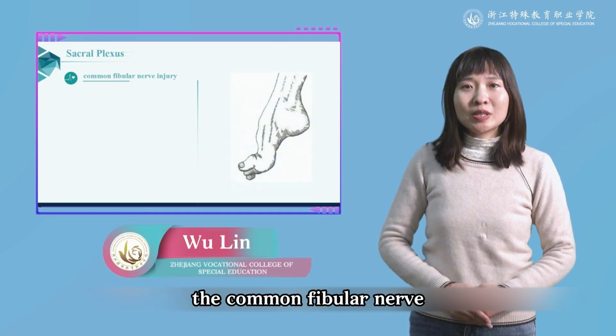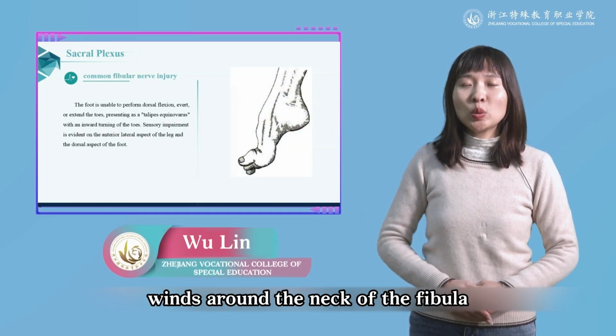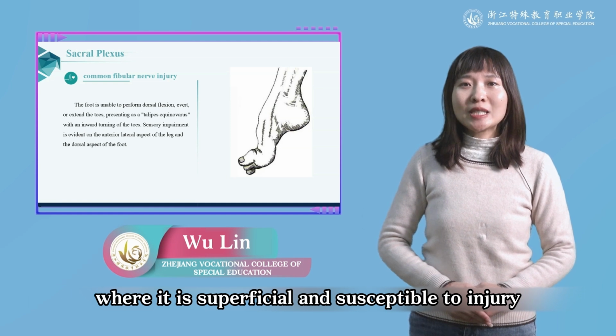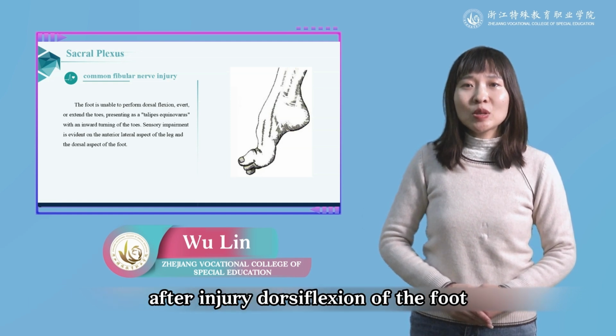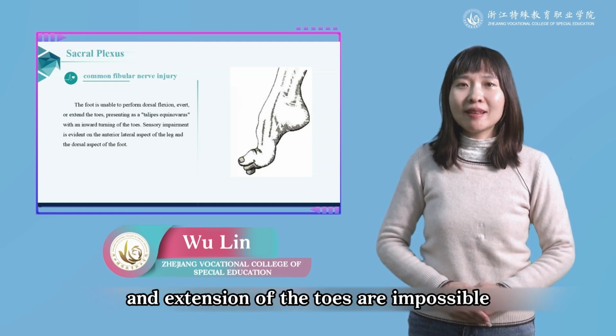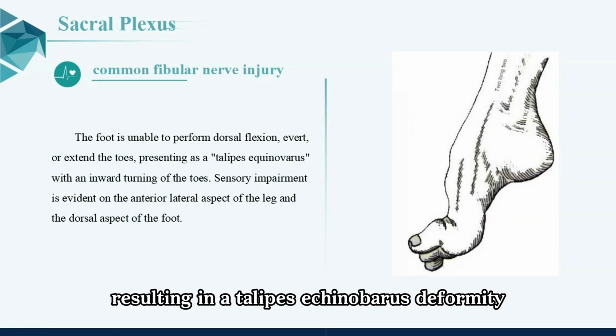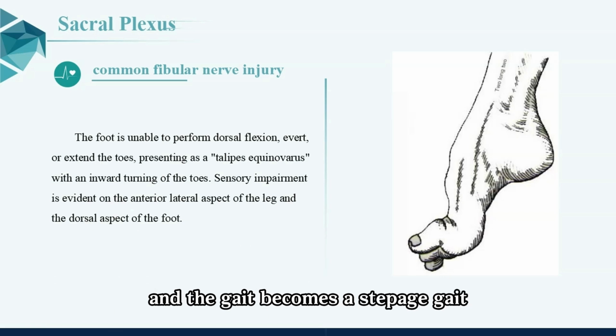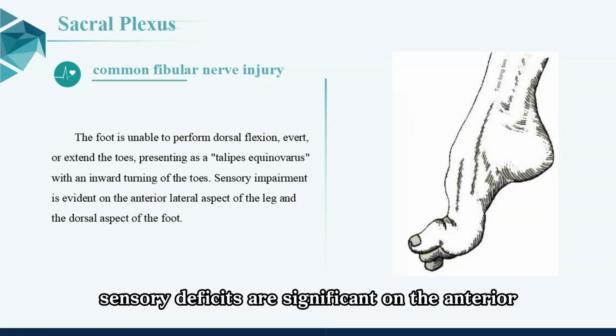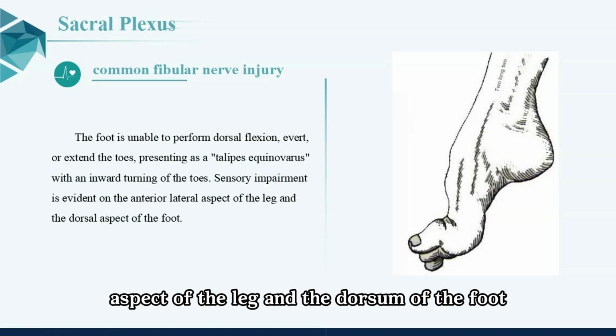The common fibular nerve winds around the neck of the fibula, where it is superficial and susceptible to injury. After injury, dorsiflexion of the foot and extension of the toes are impossible. Foot drop and inversion occur, resulting in a talipes equinovarus deformity, and the gait becomes a steppage gait. Sensory deficits are significant on the anterolateral aspect of the leg and the dorsum of the foot.